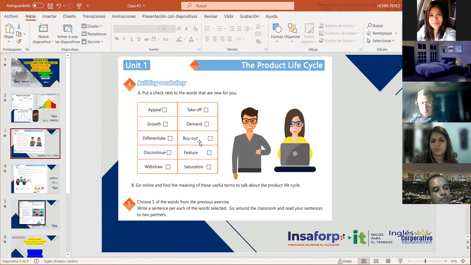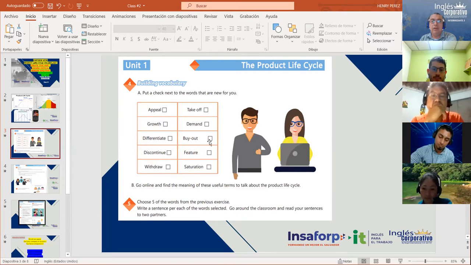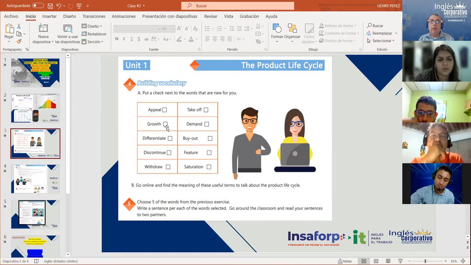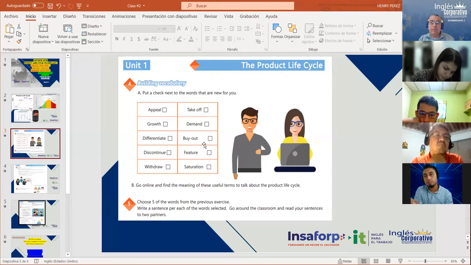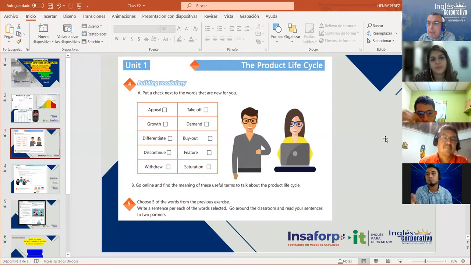Now, you have other vocabulary here related to product life cycle or related to business. Let's look at these vocabulary words. We have appeal. I'm going to say it and then I'm going to call on some of you so you can repeat the vocabulary words. Appeal, take off, growth, demand, differentiate, buy out, discontinue, feature, withdraw, saturation.